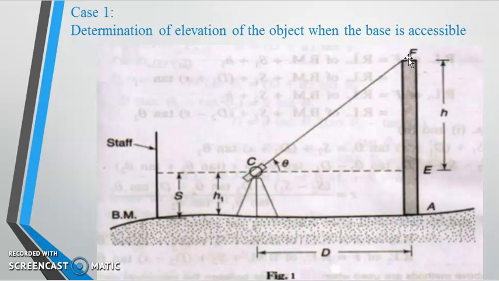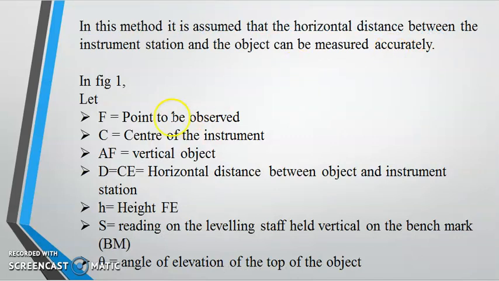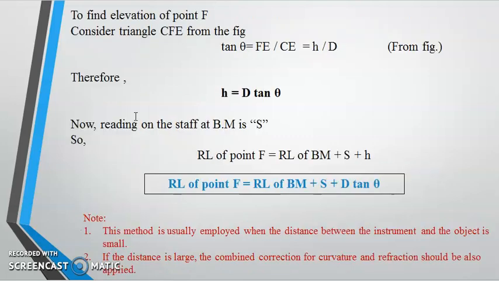To get the RL of point F, we will be using the triangle FCE. So we will be using this particular triangle FCE to get the RL of point F. Here I have given what is point F, what is C. I have already explained to you all. You can refer to these notes. We will go ahead with the derivation.